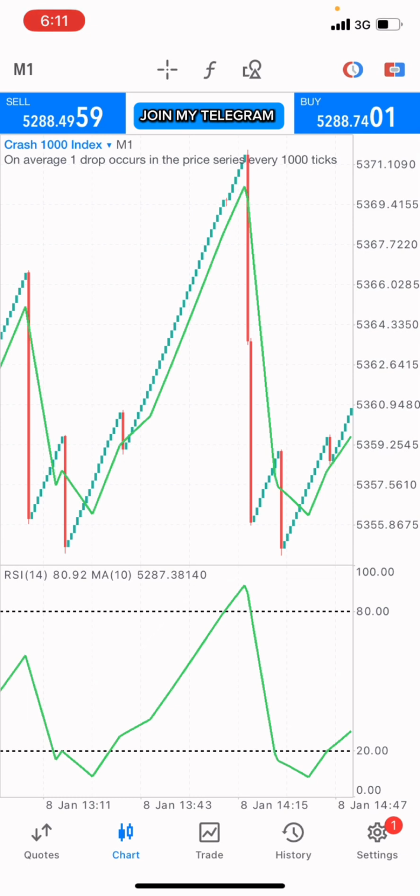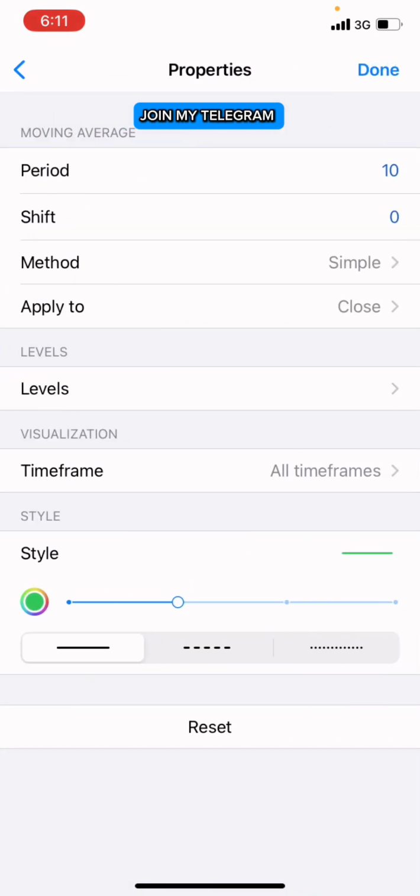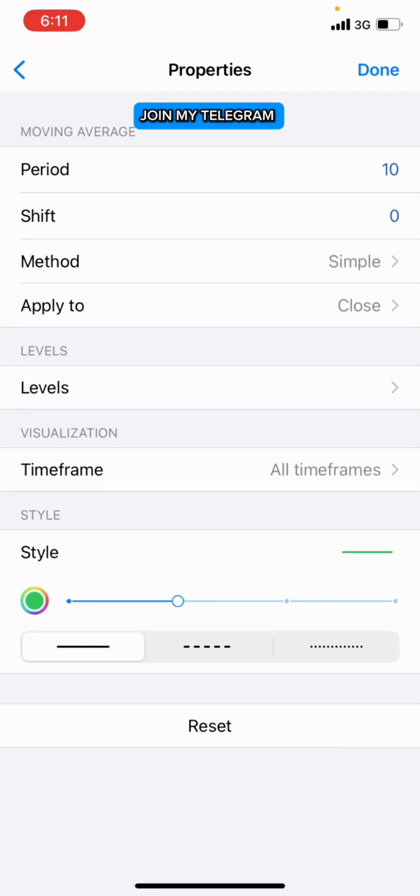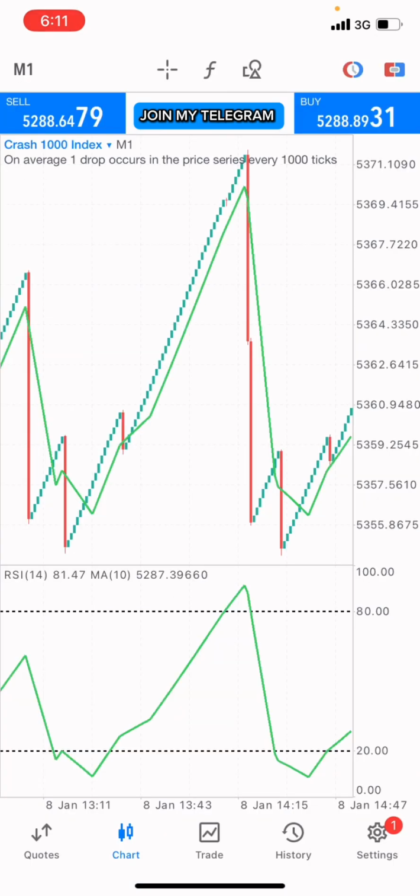So you can see right here, I currently have about 3 indicators on the chart: double moving average and the relative strength index. I'm going to show you guys the parameters by going to the F icon. On the main window, you put on the moving average, period 10, shift 0. Method is simple, right? Apply to close. The style is 2 pixel with color green with this first trend line. Then you click on done.